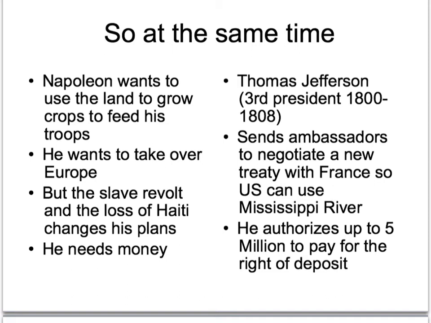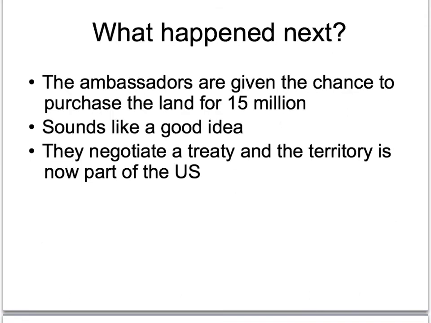Thomas Jefferson, now the third president of the United States, sends ambassadors to negotiate a new treaty with France so the United States can use the Mississippi River. He authorizes up to $15 million to pay for the port of New Orleans and to have the right of deposit all the time if the United States owned New Orleans outright.